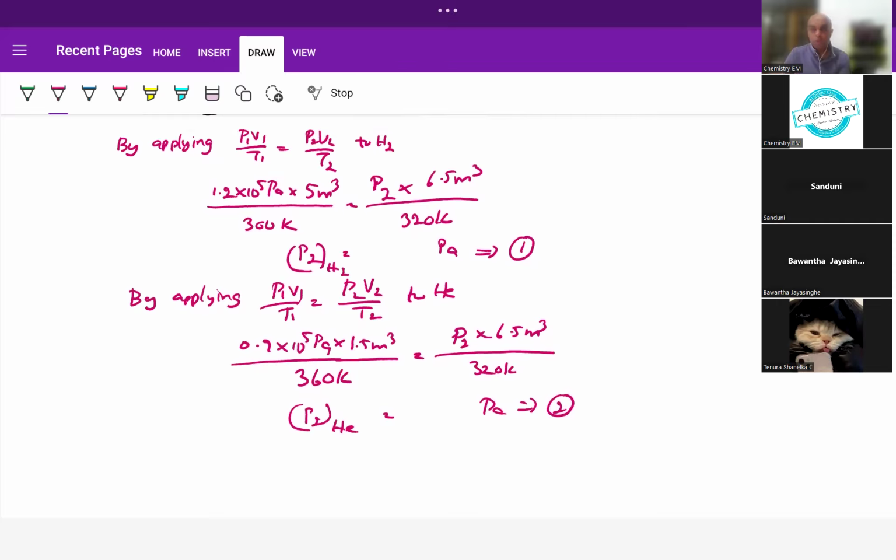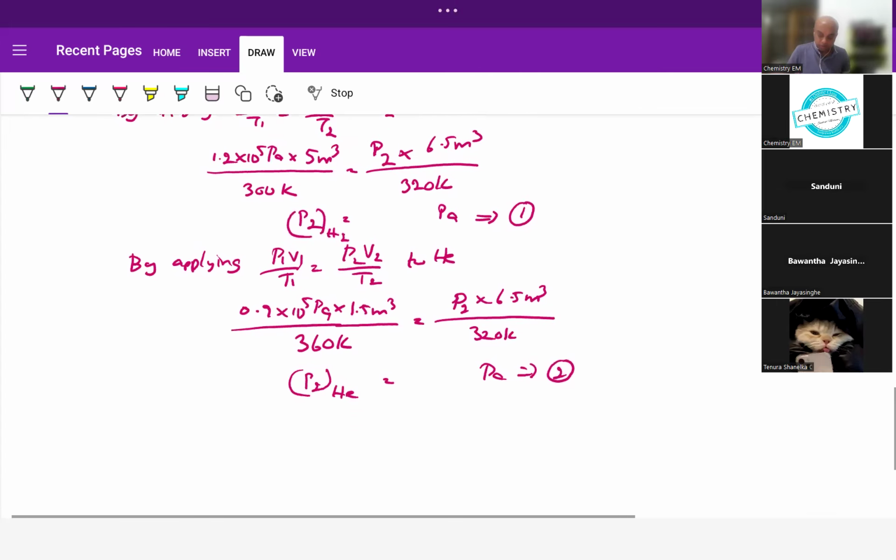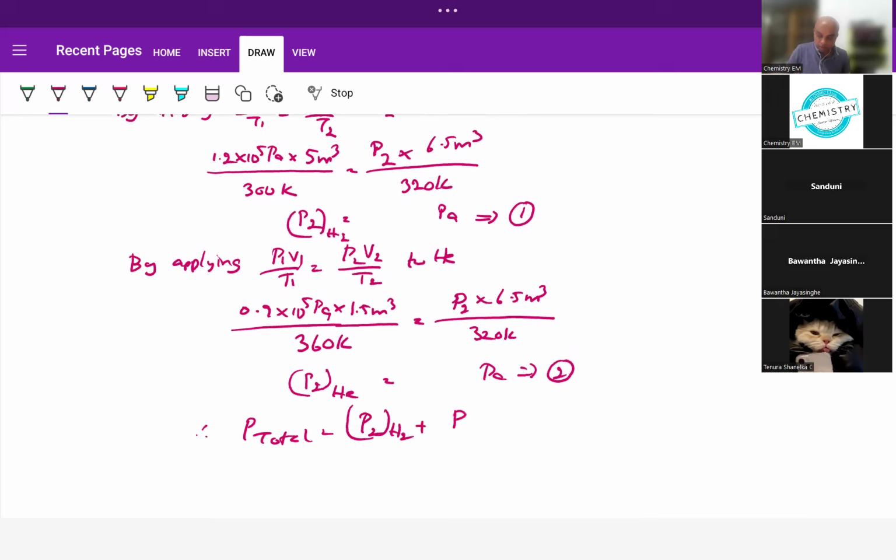You can add these two to get the total pressure of the system at 47 degrees Celsius, right? So therefore, P total will be equal to P2 hydrogen plus P2 helium. Both can be found. Then you can add these two to get the final answer. So this should be in the 10 to the power 5 range. You should do the calculation. I will leave it to you.